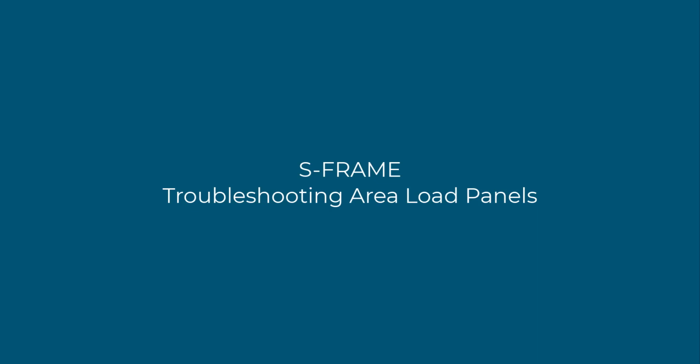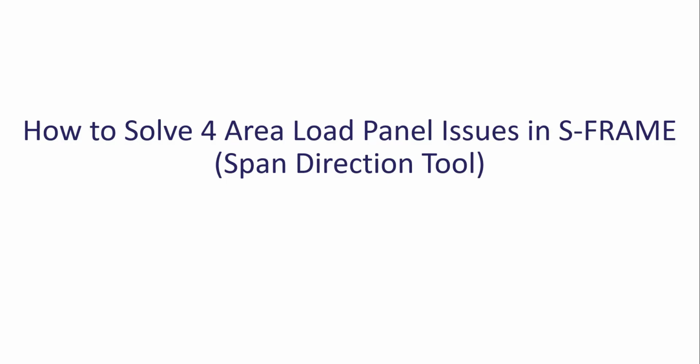In this presentation, we will see how to solve four area load panel issues in S-Frame when using the span direction tool. Often we encounter some issues using this tool, like some polygons showing a red colored area. Below we will show four reasons that may cause this issue.